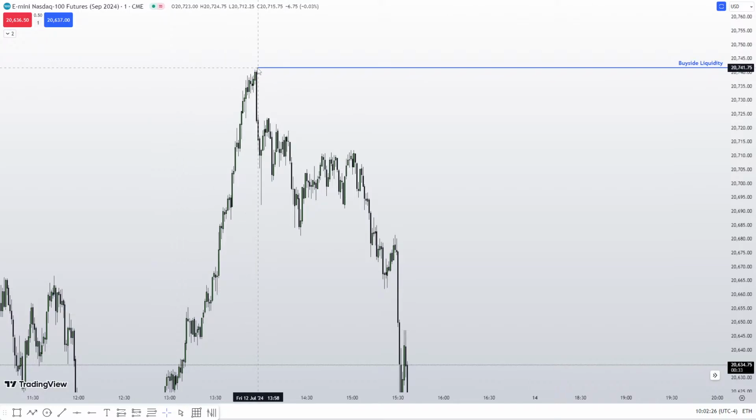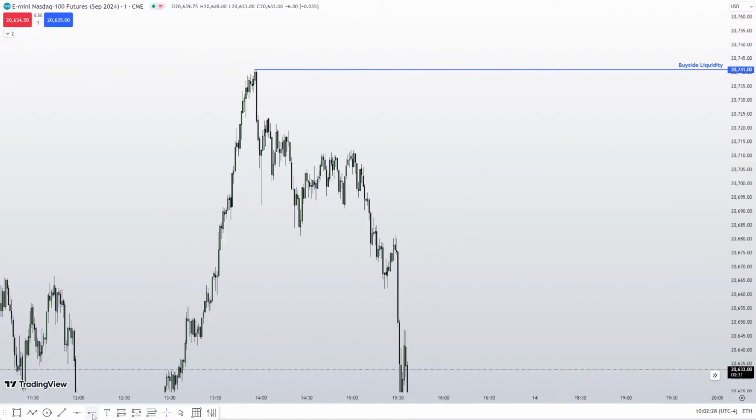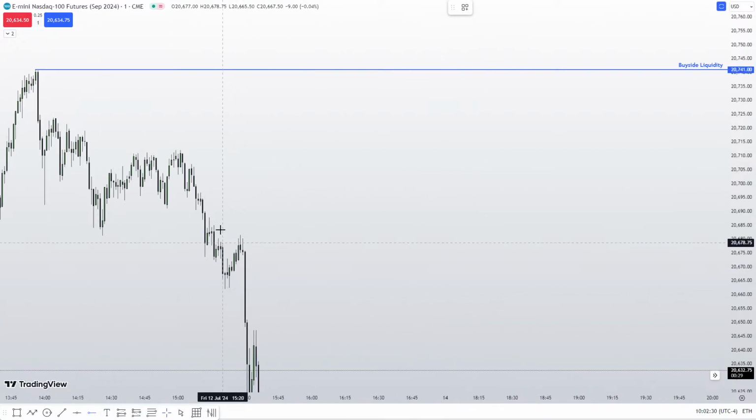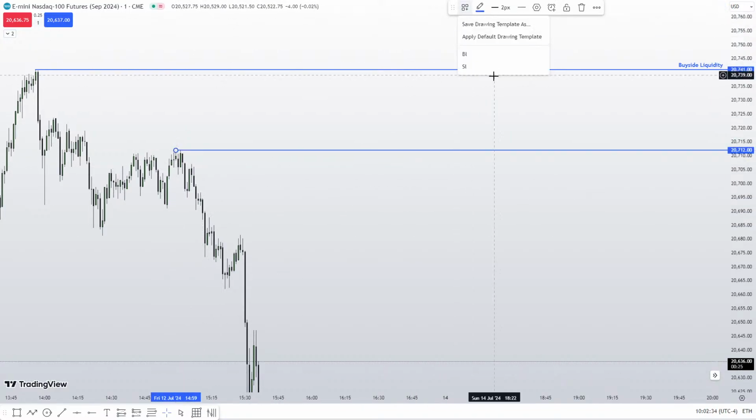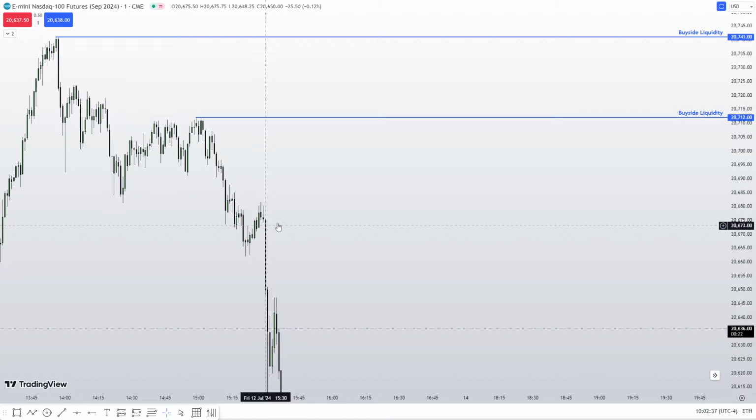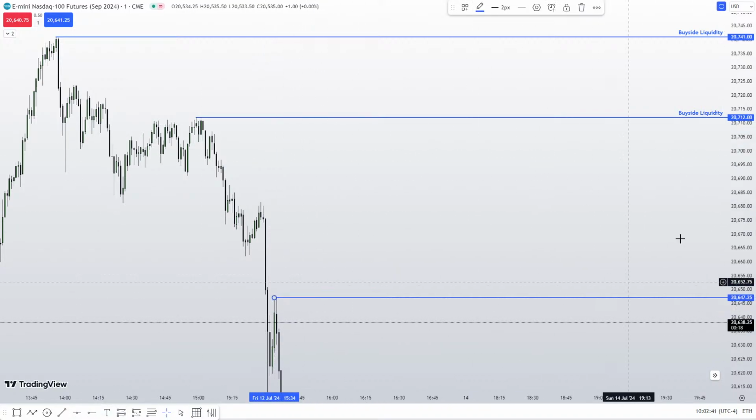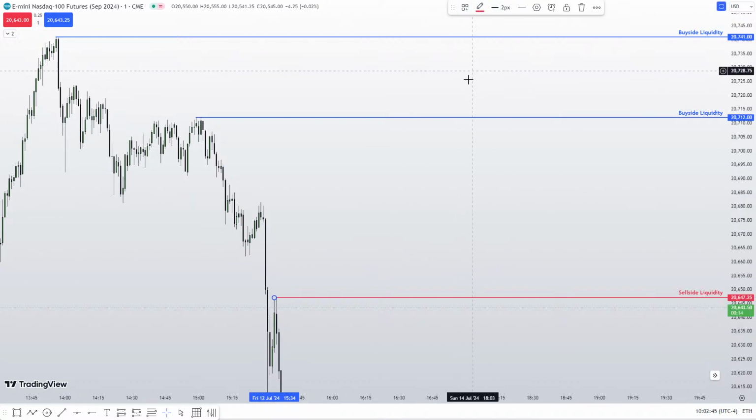for some buy side liquidity also. So what we can do is mark some buy side liquidity from here also. There are relative equal highs here, 20712 and 20647. These are the buy side liquidities.